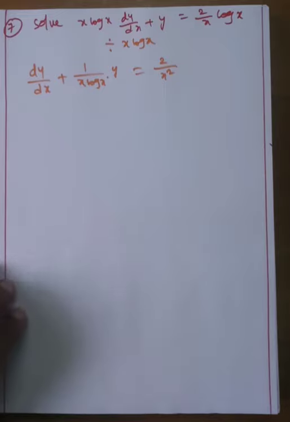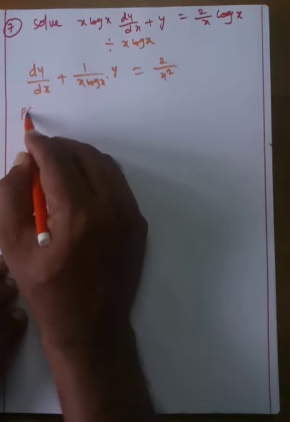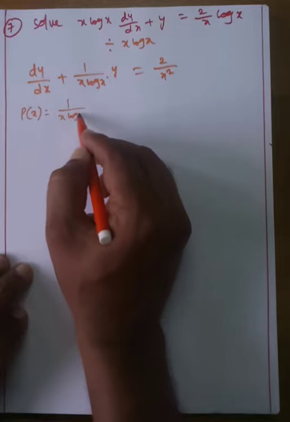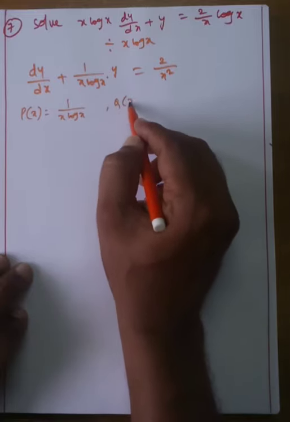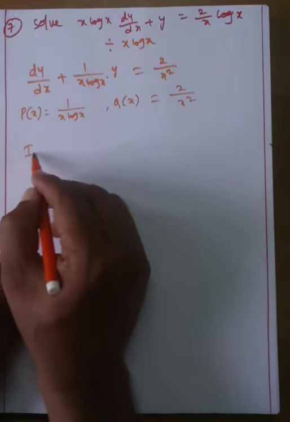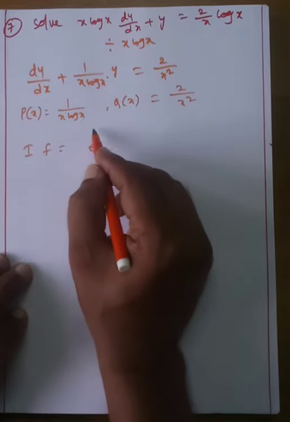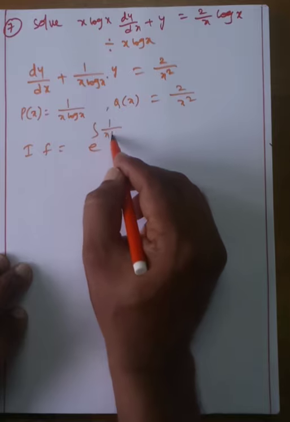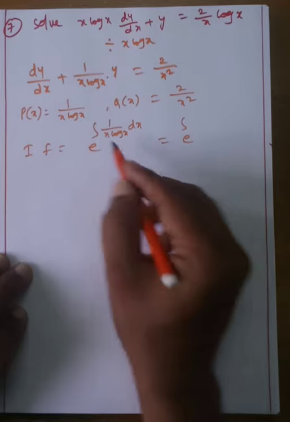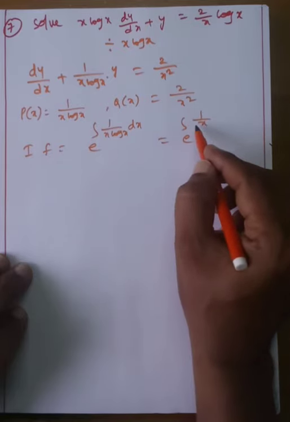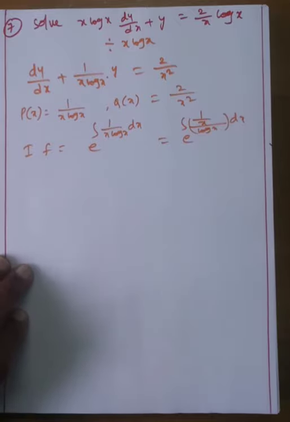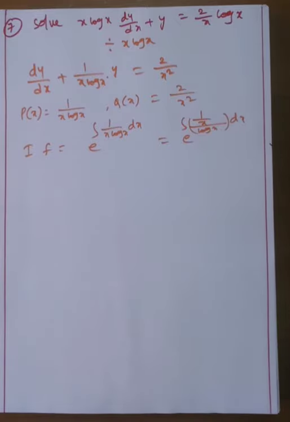Okay, now here p of x is equal to 1 by x log x. Q of x is equal to 2 by x square. Now the integrating factor is equal to e power integral of 1 by x log x dx. So now I will write the integral of 1 by x log x as 1 by x by log x. No problem. 1 by x by log x means 1 by x log x.